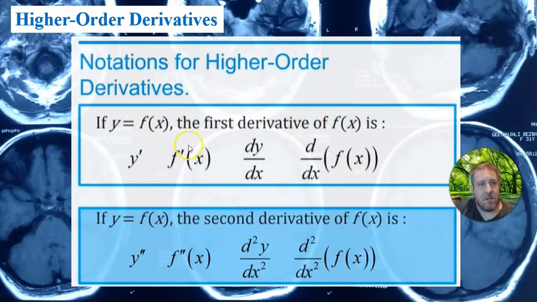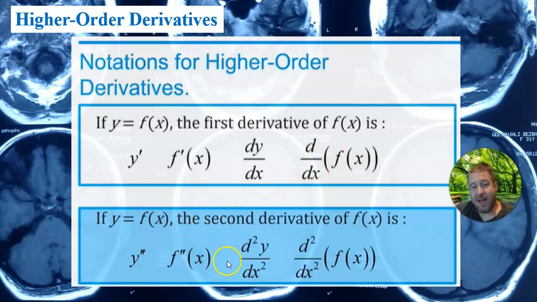All right, so first of all, we want to talk about what those notations could look like. If y equals f of x, the first derivative would be y prime. You've seen all these: f prime of x, dy dx, or d dx of f of x. That means finding the derivative of a function, the exact same thing as dy dx.